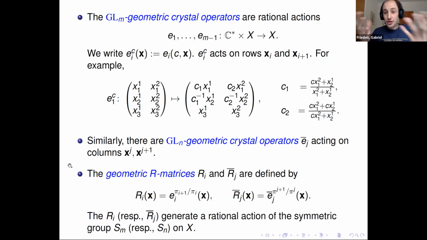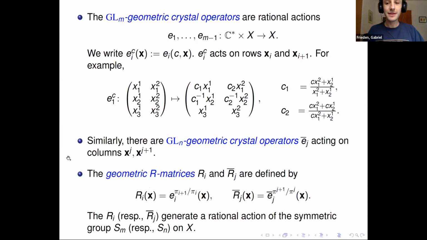So it turns out that the GLM crystal operators on rows give you these geometric R matrices which act on rows, which switch the rows. So Pasha was actually talking about the geometric R matrices that switch the columns. And it turns out that these come from the GLn geometric crystal operators acting on the columns.